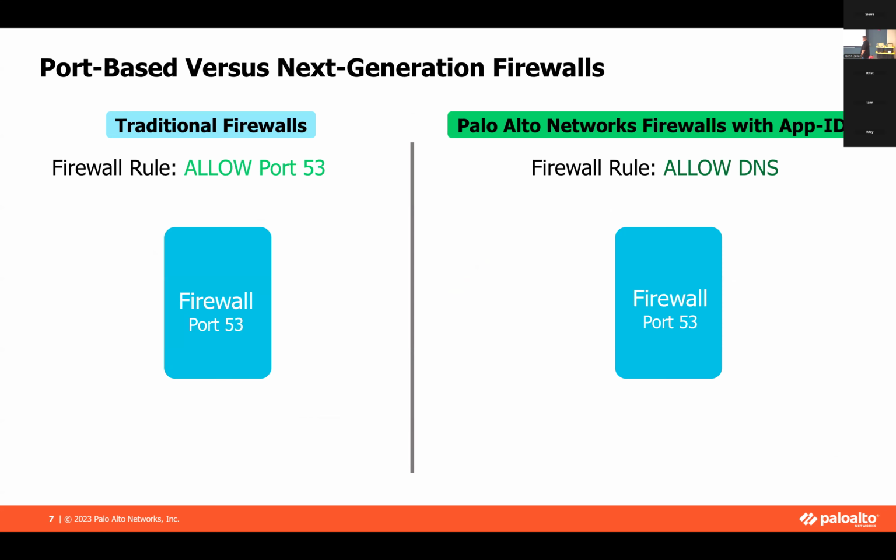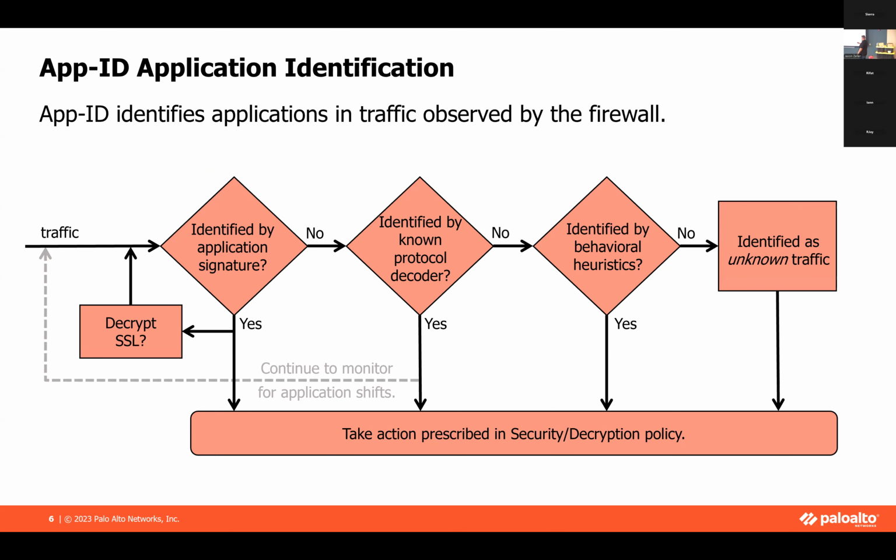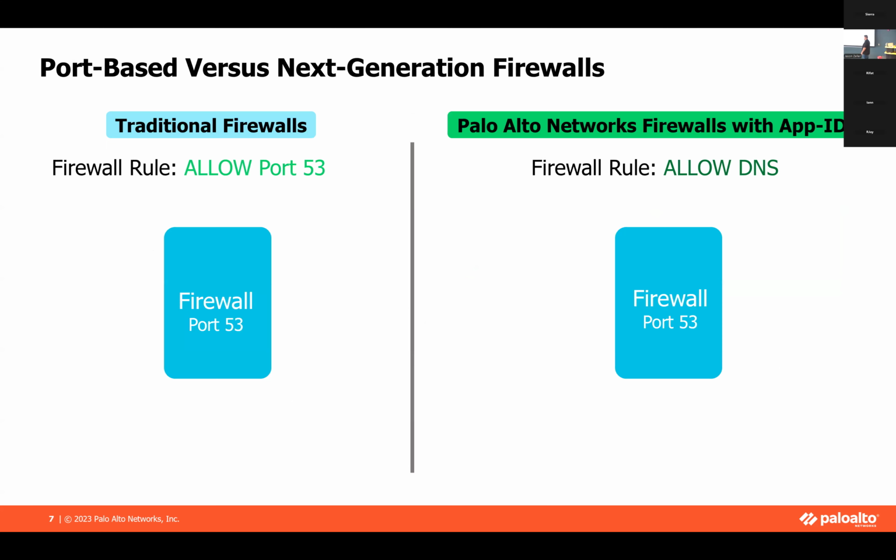All right. Now, note that last part there where it says continue to monitor for the application shifts. A lot of times an application will be peeled off as a general one and then more specific as it goes down. So as you start using it, it can detect which part of that application you may be utilizing. So traditional firewalls would have a firewall that would allow port 53. Anybody know what that is? DNS. There you go. DNS is typically on 53.